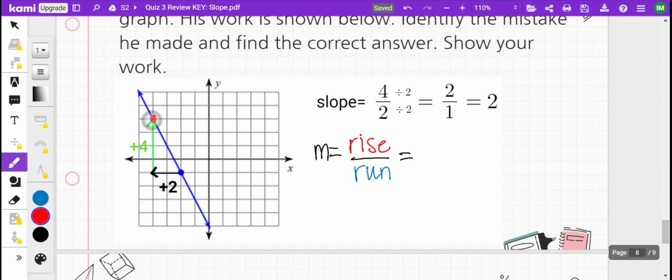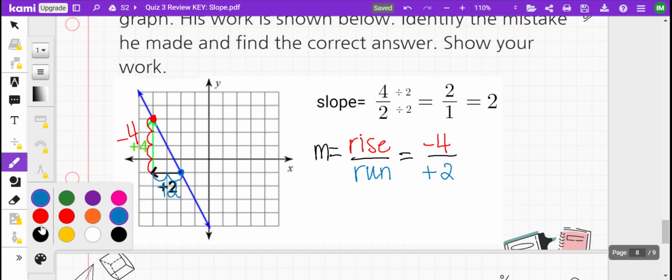right here in red. And so I'm going to go down 1, 2, 3, 4. Since I went down, that's a minus 4. But don't forget, Jacob started somewhere different than us. Don't assume that that's where he went wrong. Keep going. So minus 4. From there, I'm going to go to the right 1, 2, and I end up here. So my run is a positive 2. And so can I simplify negative 4 over 2? Yes, I can. My slope is negative 2.